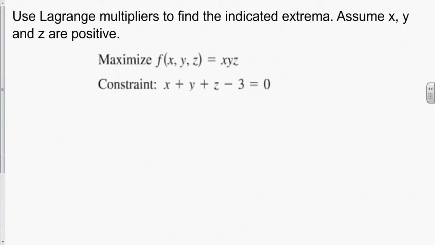You get x equal to y equal to z. Yep. Very good. So you get x equal to 1, y equal to 1, z equal to 1. Is everybody good with that?